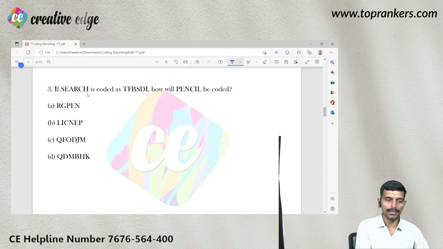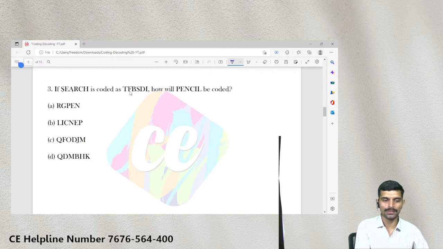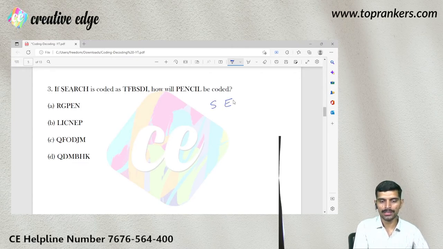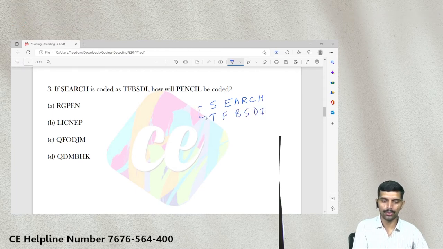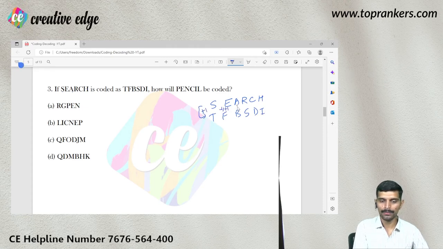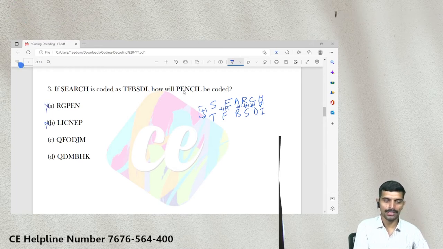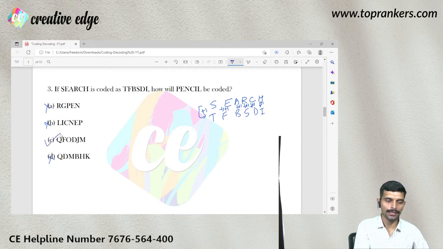If SEARCH is coded as TFBSDI, count letters: 1, 2, 3, 4, 5, 6 and 1, 2, 3, 4, 5, 6. So SEARCH, T, F, B, S, D, I. This is simple to decode. Plus 1, plus 1, plus 1, plus 1, plus 1, and plus 1. So P plus 1 is Q. We can directly eliminate these two options. E plus 1 is F. We can eliminate D as well. Let's move to the next one.